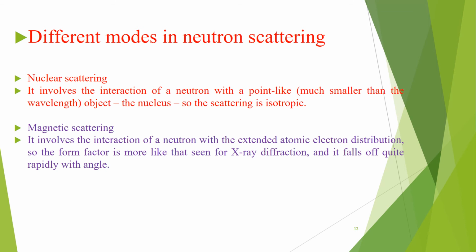The other mode of scattering in neutron scattering involves the interaction of a neutron with the extended atomic electron distribution. So the form factor is more like that seen for X-ray diffraction, and it falls off quite rapidly with angle. The scattering which takes place due to the interaction between the magnetic moment of the spin of the neutron and the magnetic moment of the atoms.